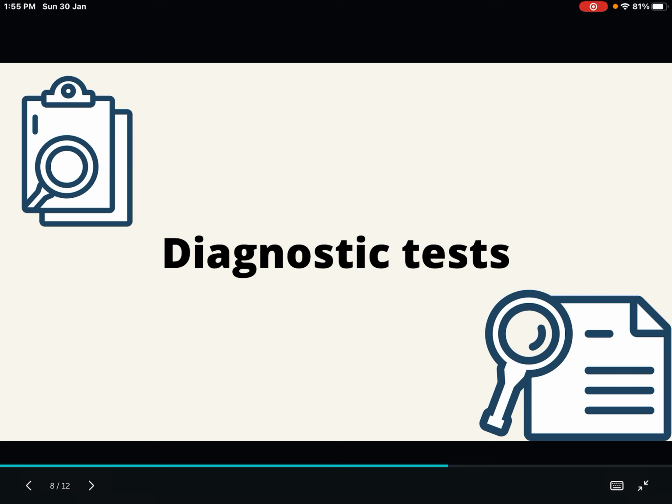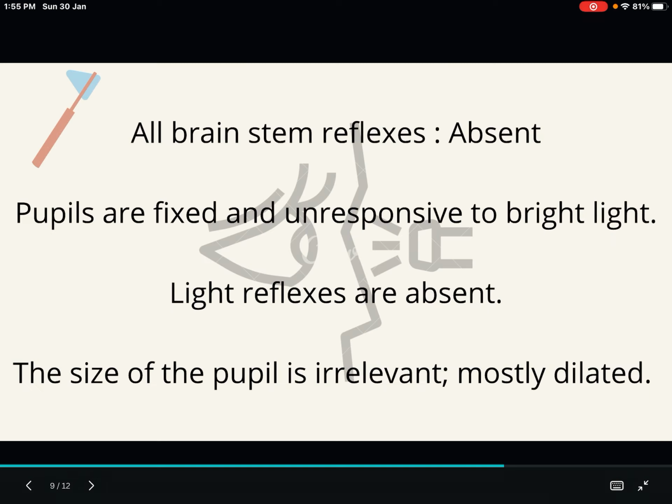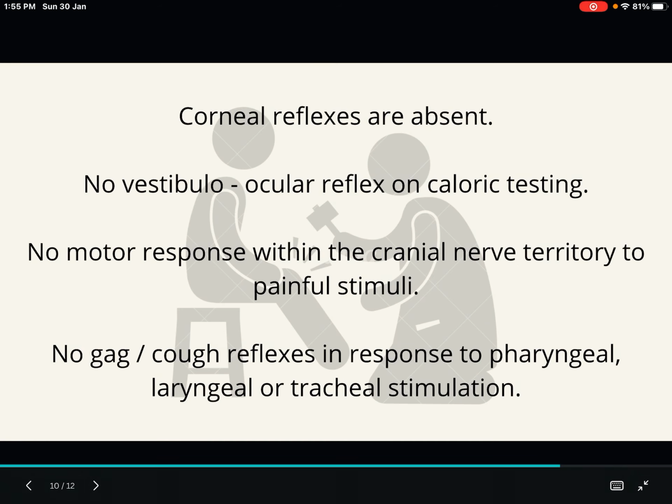So now let's see what the diagnostic tests are to tell the patient is brain dead. All brainstem reflexes will be absent, because, as we have already said, it is also called brainstem death. Coming to the pupils, they are fixed and unresponsive to bright light, and the light reflexes are absent, both direct and indirect. The size of the pupil is actually irrelevant, but mostly it will be dilated. Coming to the corneal reflexes, they are also absent, and there will not be any vestibulo-ocular reflex on caloric testing.